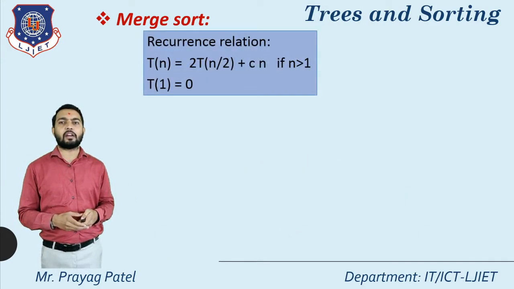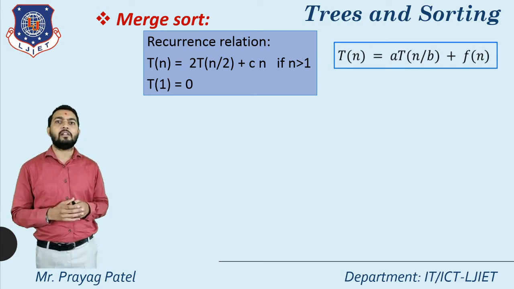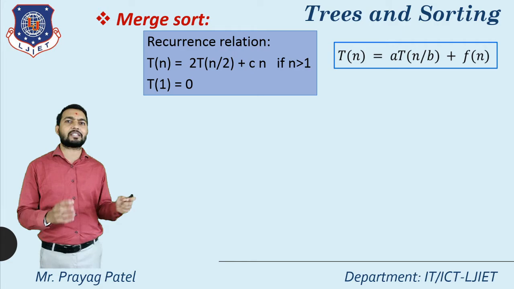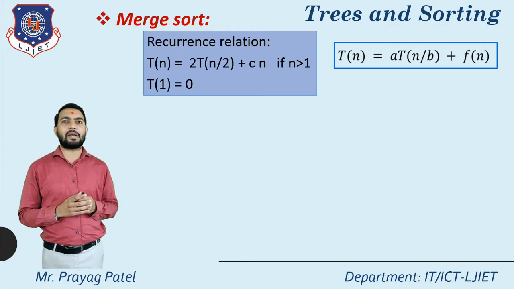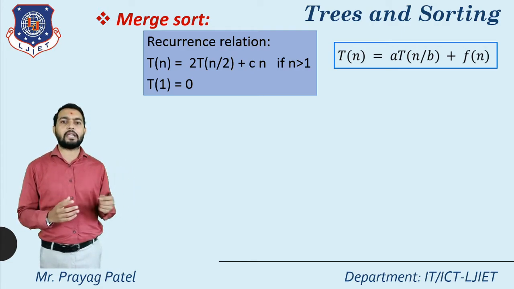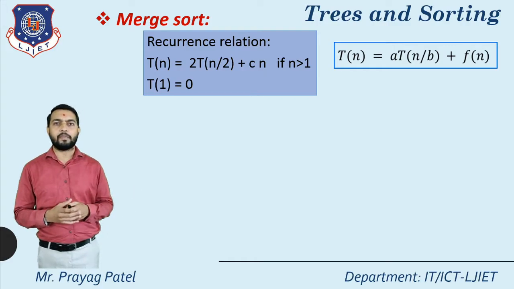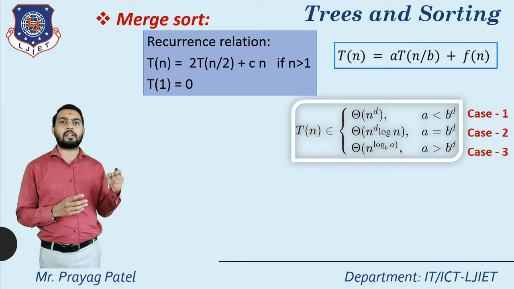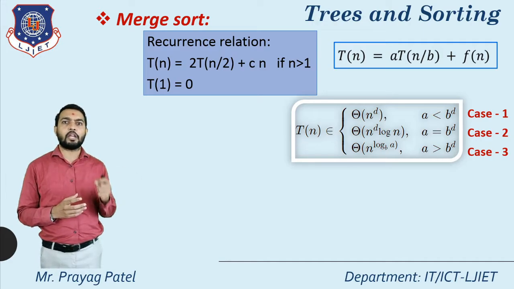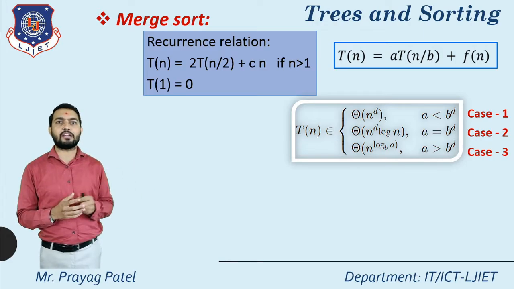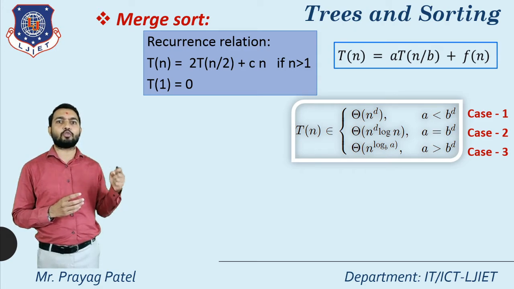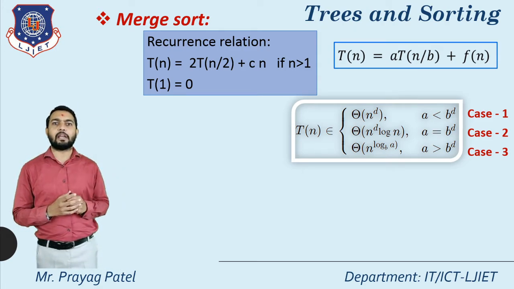For solving the recurrence relation, we have the master's method, and using the master's method, we can solve this recurrence relation. The common formula for the master's method is T of n equals a T of n by b plus f of n. Now see here, what is the formula for that? T of n belongs to theta n raised to d if a is less than b raised to d. T of n equals theta n raised to d log n if a equals b raised to d, and T of n equals theta n raised to log a base b if a is greater than b raised to d.